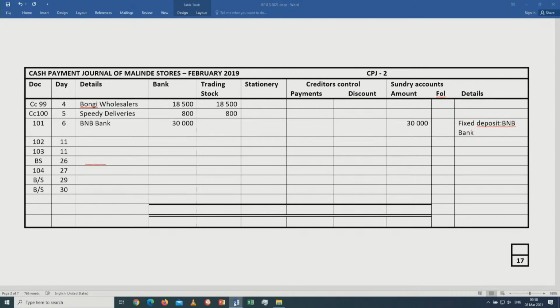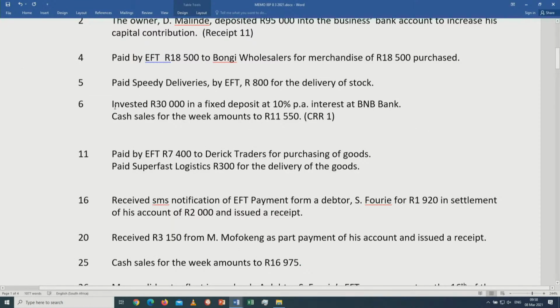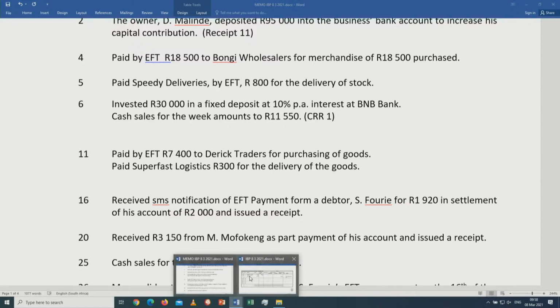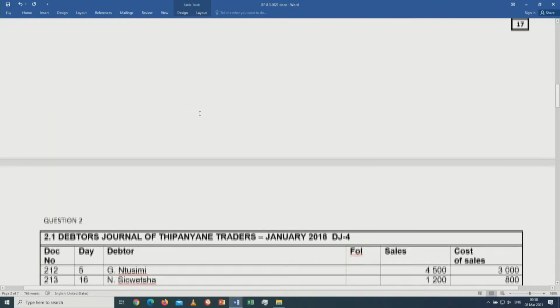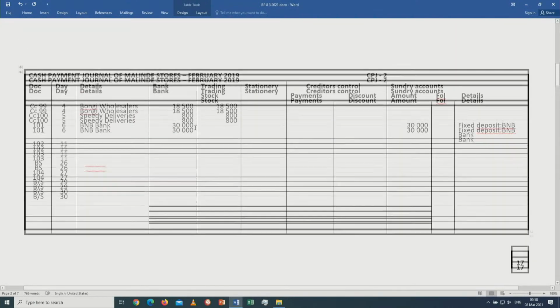Then on the same day, you had cash sales for the week of 11,500. When you do sales, what happens to you? Are you receiving money or are you paying money? When you do sales, you are receiving money. Therefore, you take it to cash receipts journal. Let's go to our cash receipts journal. Here is our cash receipts journal.